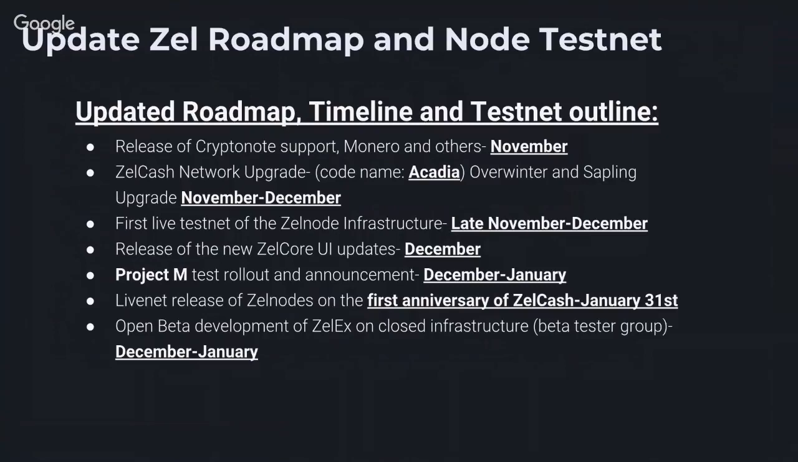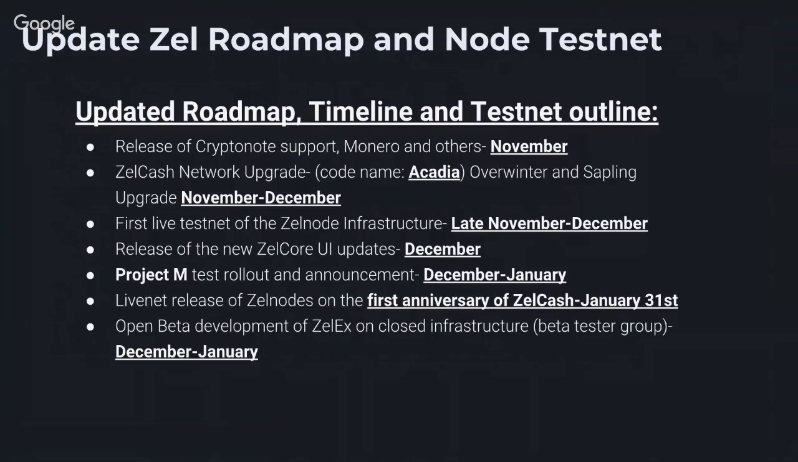The first live testnet of the ZelNode infrastructure will be late November, early December. Our goal is to have the testnet up and running and functioning, making sure we're ironing out any issues or problems that we find along the way. And also, it's imperative that we have the testnet in place for the Overwinter and Sapling upgrade as we move forward with that.